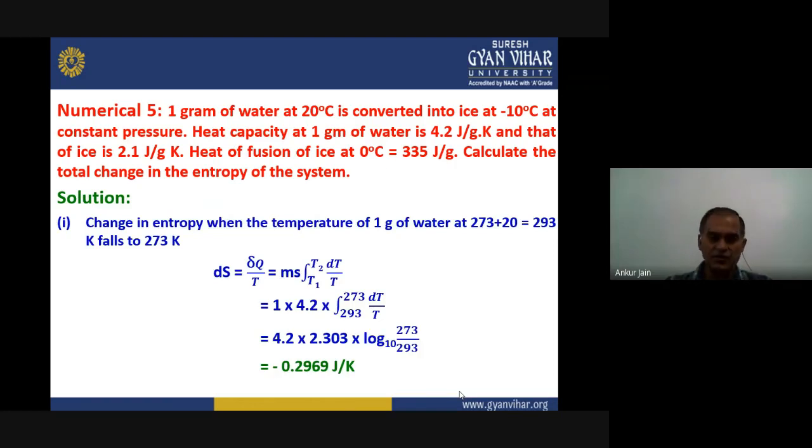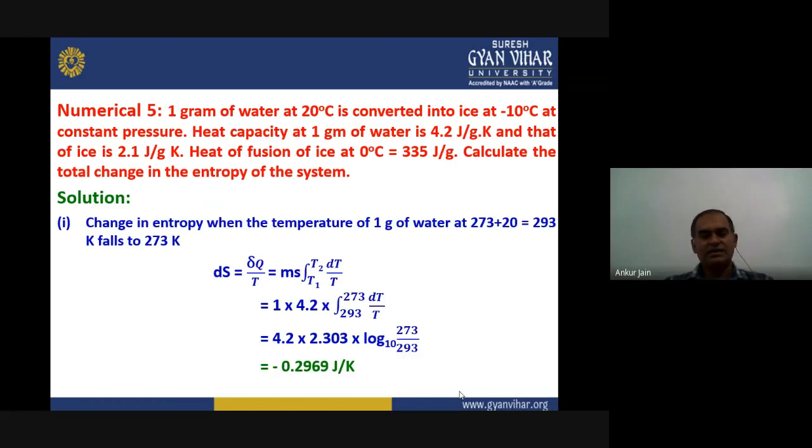That is, 1 gram of water at 20 degrees C is converted into ice at minus 10 degrees C at constant pressure. The heat capacity of 1 gram of water is given as 4.2 joule per gram Kelvin, and that of ice is 2.1 joule per gram Kelvin. The heat of fusion of ice at 0 degrees centigrade equals 335 joule per gram. Then calculate the total change in the entropy of the system.